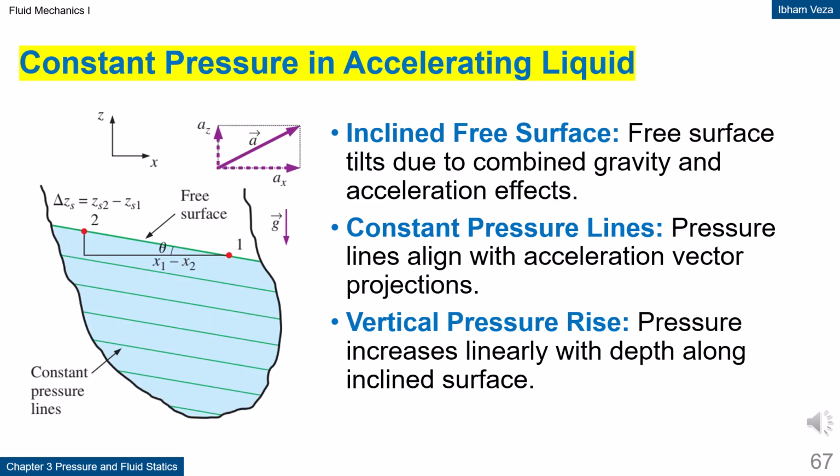Constant pressure in accelerating liquid. In a fluid undergoing acceleration, constant pressure lines are no longer horizontal. The direction of these pressure lines follows the projection of the effective acceleration vector. Pressure still increases linearly with depth measured along that direction. The free surface of the fluid is always perpendicular to the effective acceleration direction. This concept extends hydrostatic principles to accelerated systems.